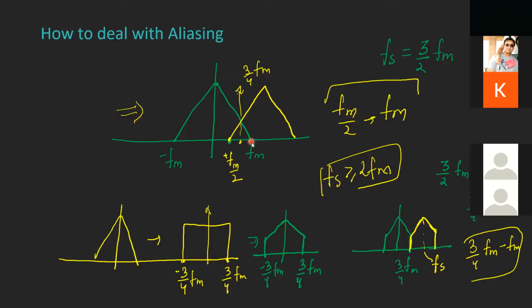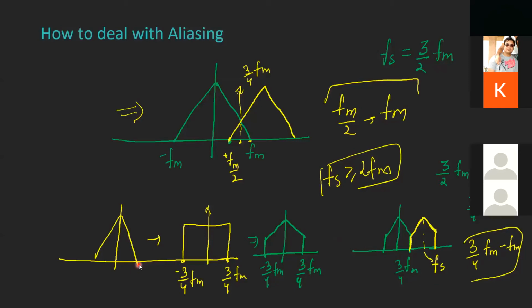Now let's assume that I passed my signal first through a low pass filter with this particular cutoff frequency. In that case, my signal will look something like this. So instead of ranging from minus FM to plus FM, it will range from minus 3/4 FM to plus 3/4 FM. If I now sample it with the same sampling rate, it will be something like this. In this case, there is no overlapping, but still I lost something from 3/4 FM to plus FM because my actual signal ranges till FM.